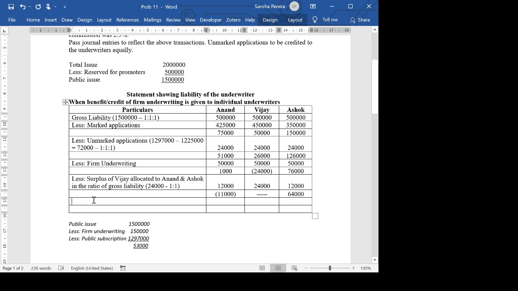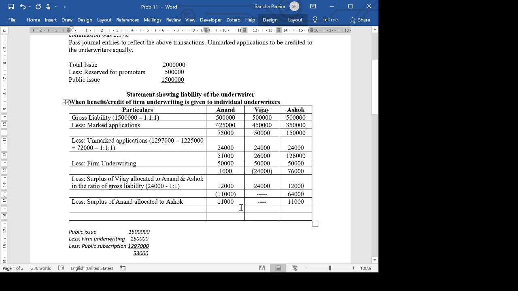So less surplus of Anand allocated to Ashok, because there's just one person. This person doesn't have anything. So surplus of Anand allocated to Ashok. You don't have to divide it. The entire 11,000 goes there. So if you minus this now, this becomes nil, this becomes nil, and this becomes 64,000 minus 11,000, which is 53,000.